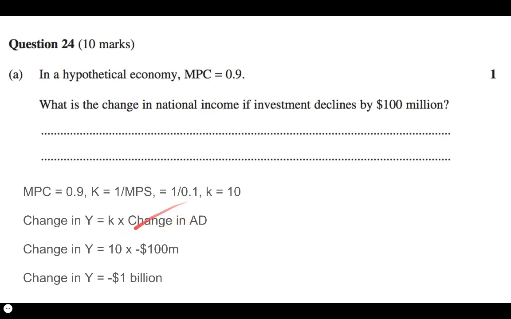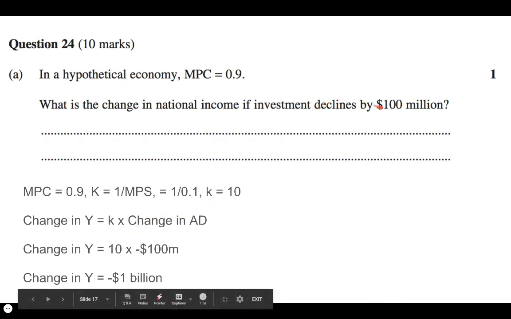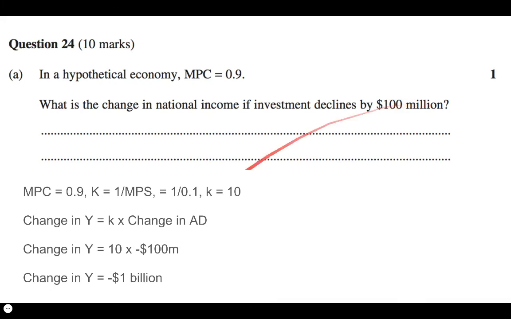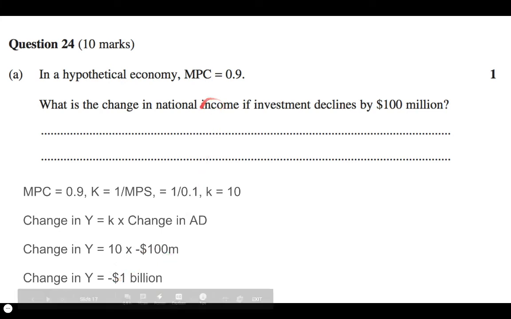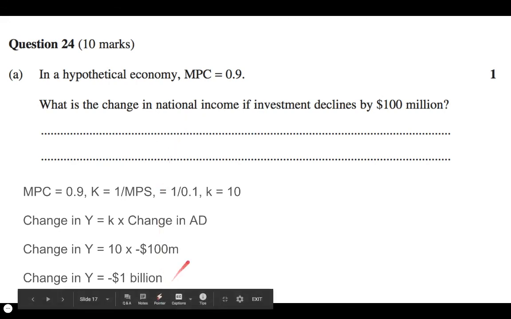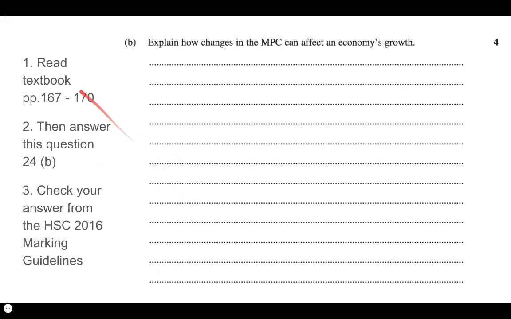It's going to equal our multiplier of 10 times negative 100 million, because the AD is declining by 100 million. So 10 times negative 100 million. So the change in Y is going to be negative 1 billion. So the change in national income is negative $1 billion. Easy 1 mark.